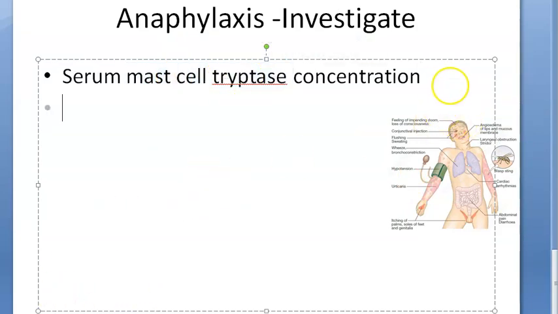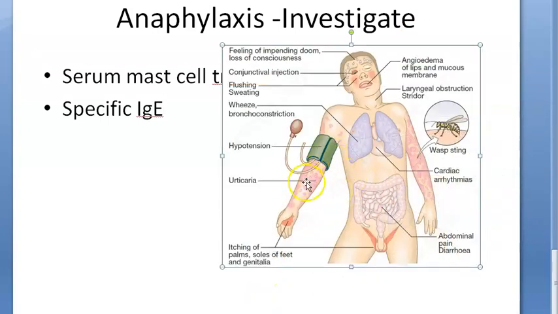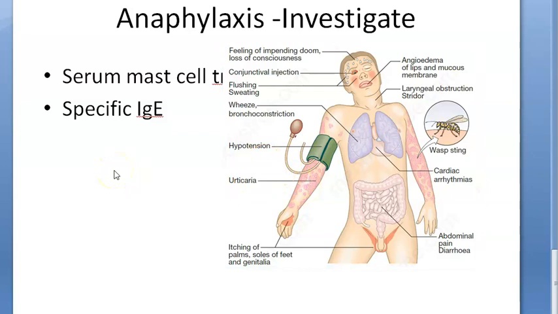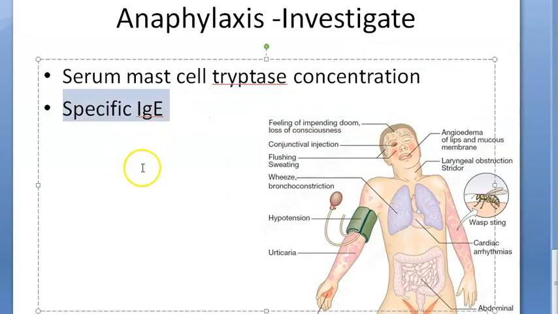You can do specific IgE tests, like a skin prick test. If the person is not in an emergency condition, you can give a small prick of what exactly caused it and see the reaction, similar to your tuberculin test. So you can know what the person is allergic to. If the person has a history of anaphylaxis, you can try to find out what actually caused it.